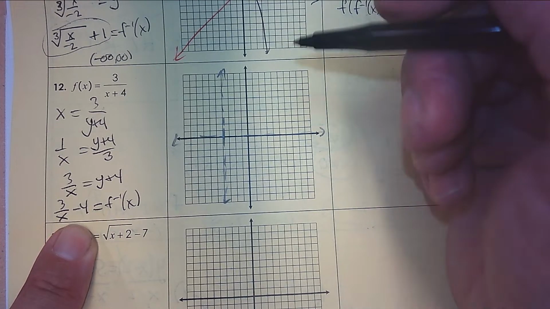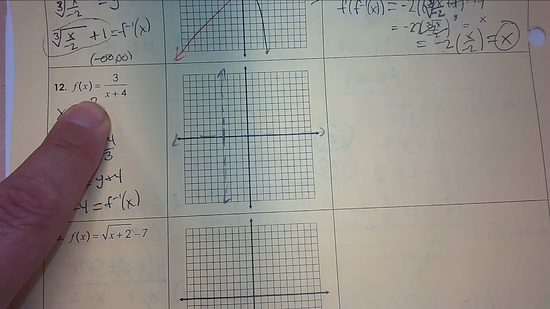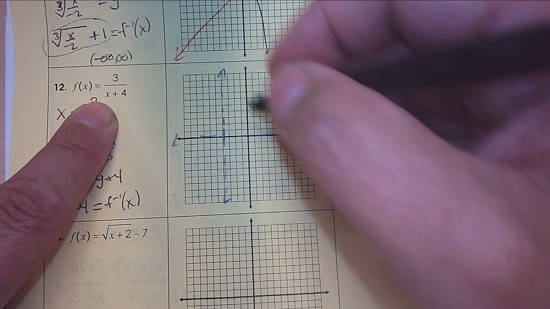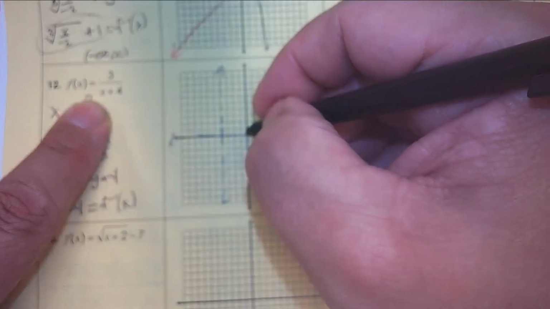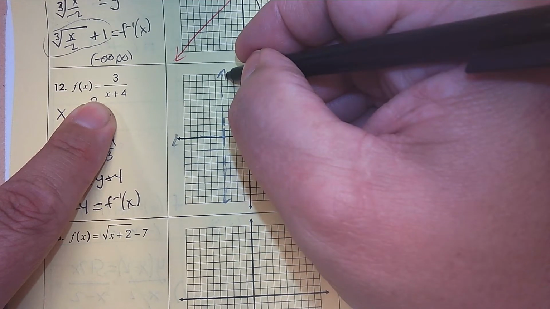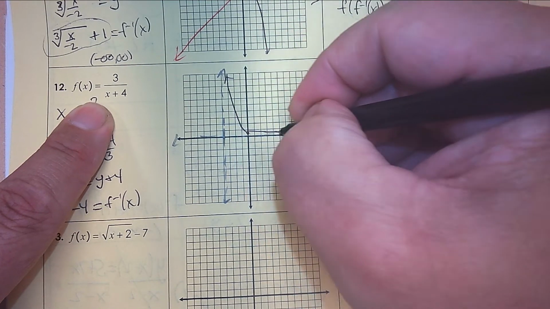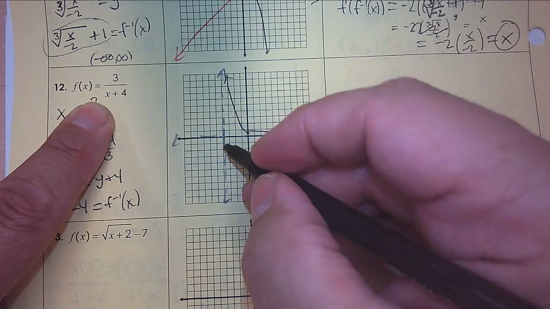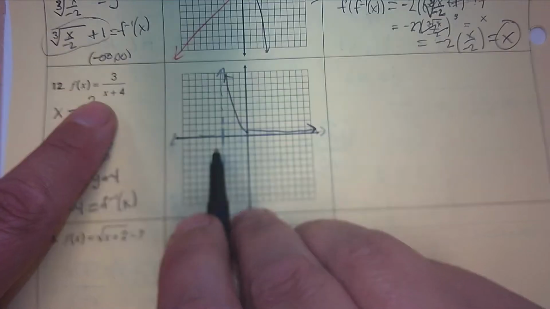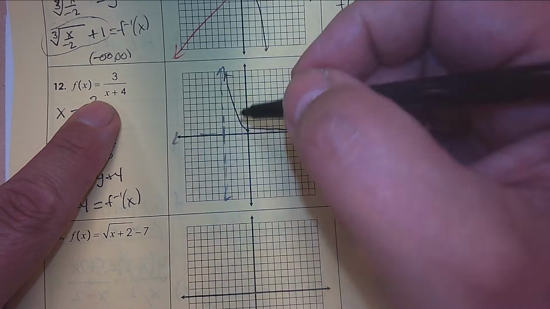For this one, there is no x-intercept, but there's a y-intercept at 3/4. If I plug in a number that's less than -4, like -5, it gives me the answer -3.